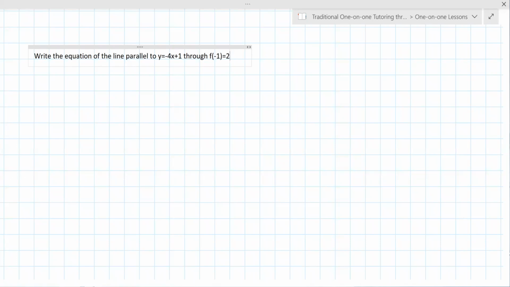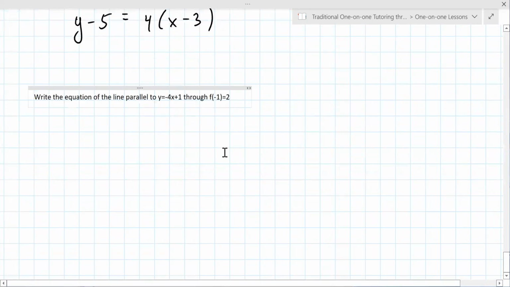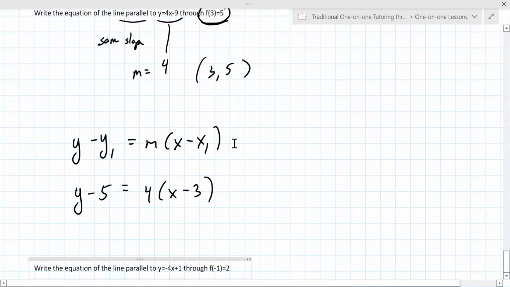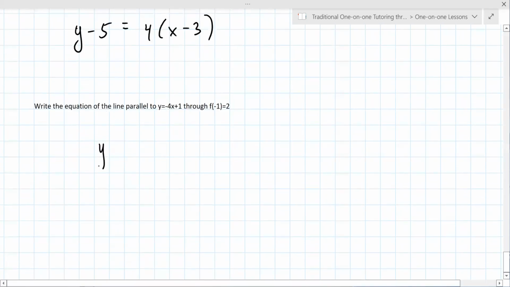Can you scroll up really quick? Sorry. Sure. I got y minus 2 equals -4 parentheses x plus 1. That's correct. Okay. All right.